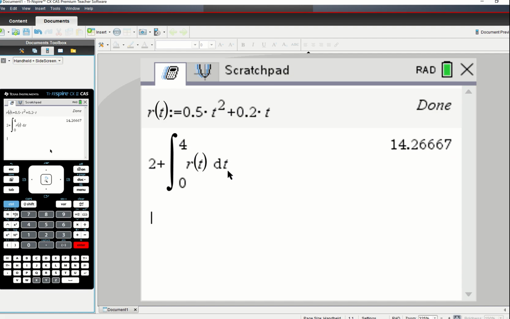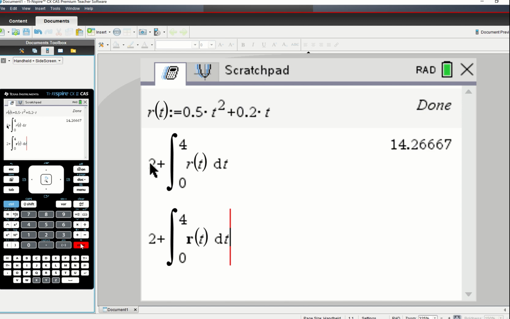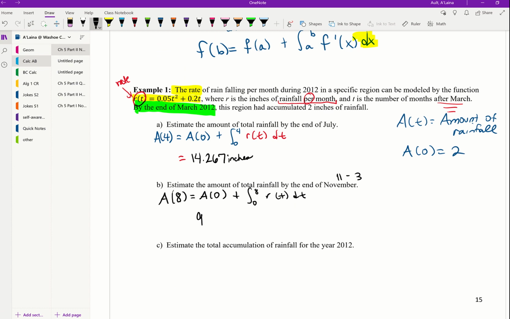Now, one nice thing about the calculator is you can go back and arrow up and highlight this and hit enter, and it's going to recopy it as a live entry, and I'm just going to change the upper limit to 8. And totally unrealistic answer. I don't know where this is, a rainforest or what. We got multiple feet of rain that year, but 93.733 inches.